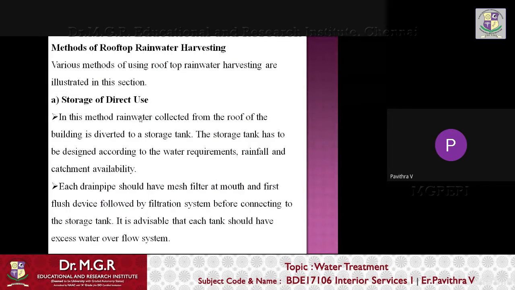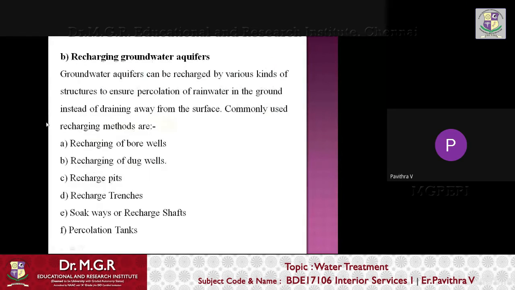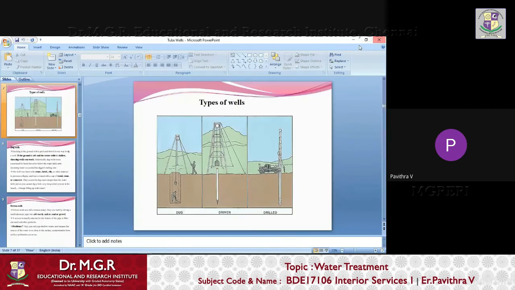Either we can directly store it in a tank and use it, or we can recharge it underground by means of recharging of bore wells, recharging of dug wells, recharge pits, recharging trenches, soakways, recharge shafts or the percolation tank. So we come to the end of the session.